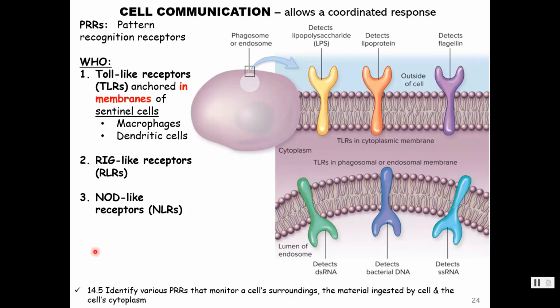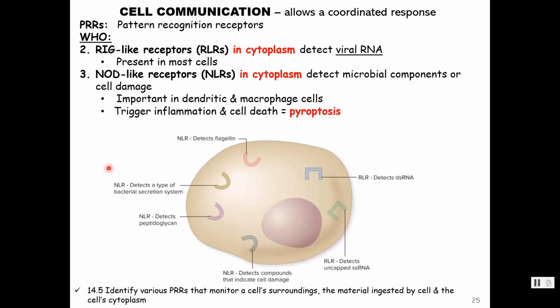And then the other two types of receptors, these are different. So rig-like receptors and nod-like receptors, what they have in common is they are going to be in the cytoplasm. And so that's what this slide is showing you. It's showing you rig-like receptors detecting single-stranded RNA and rig-like receptors detecting uncapped single-stranded RNA. And so they're going to be detecting that viral RNA. And when they detect that, then we're going to get a release of interferon.